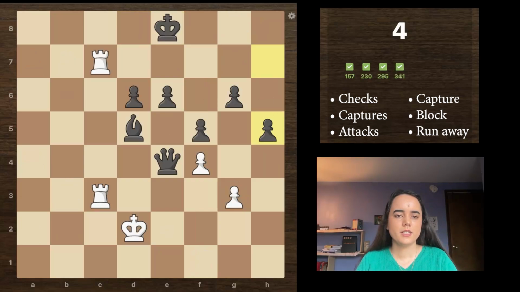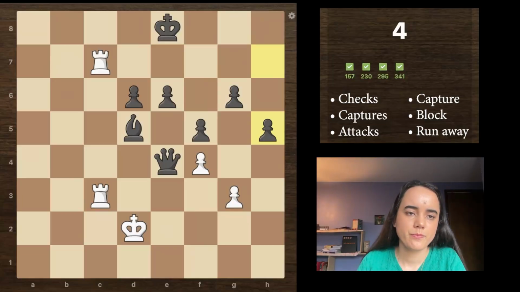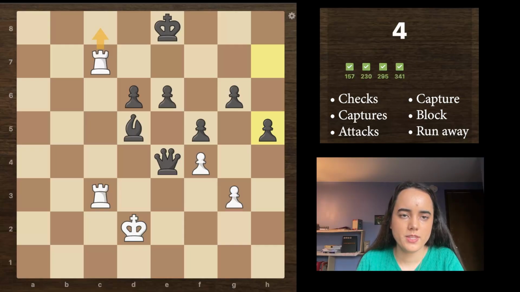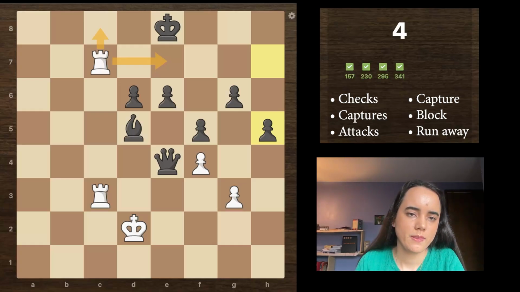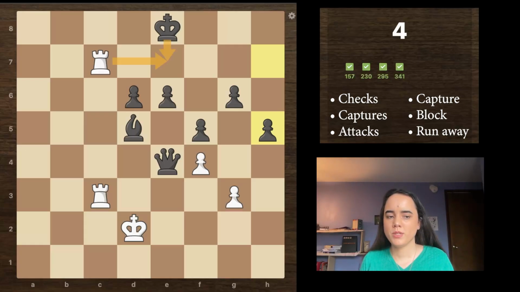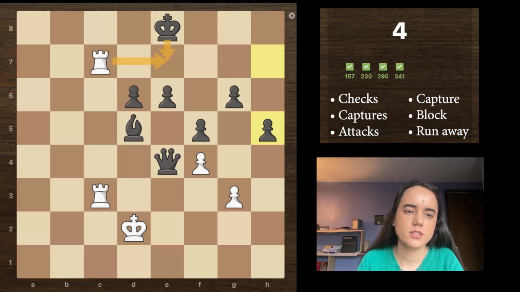All right, let's look for all the checks. So we've got this check, and we have this check. Okay, that looks like all the checks we've got. All right, so let's look at each check. So if we go here, he can just take, which doesn't always mean that it's not the right answer, but we're just going to look at the other ones.